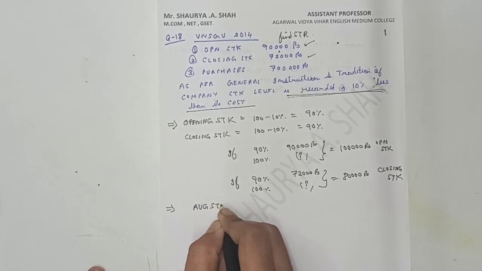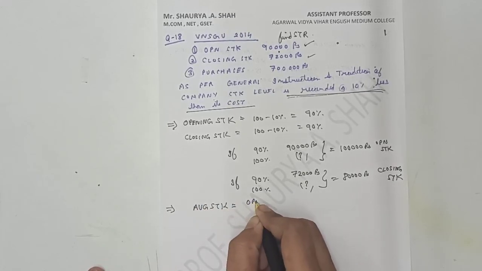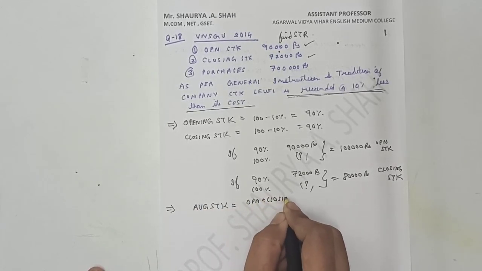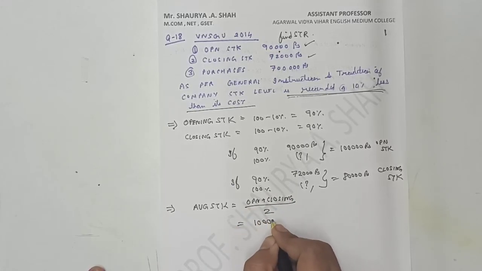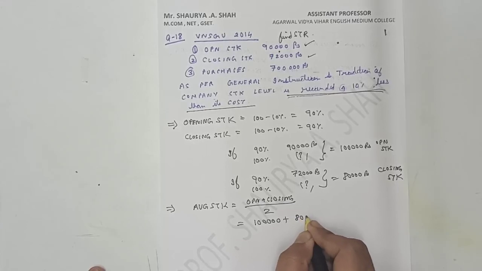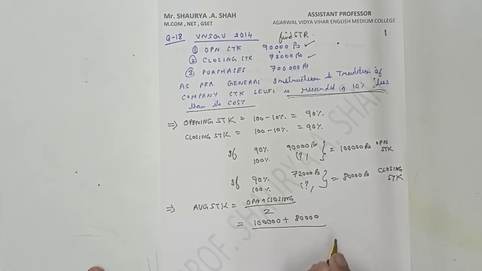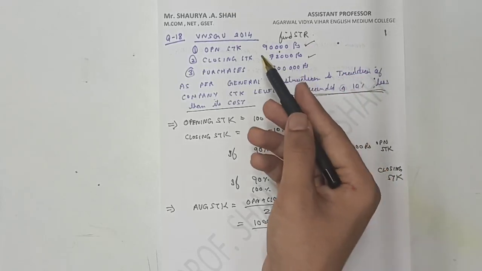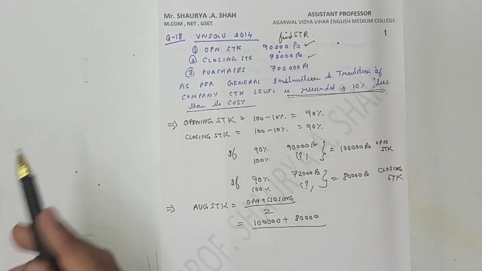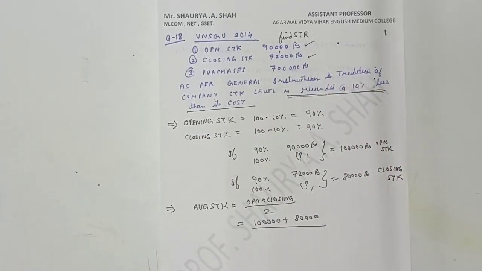We'll find out first the average stock. Average stock is opening plus closing divided by 2. My opening stock is 1 lakh. Take the new values. Don't get mistaken in taking the old values. Many genius students will directly find out the information, that is directly 90 plus 72 divide by 2, and you will get the answer for it, right?